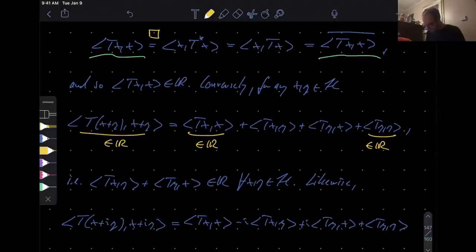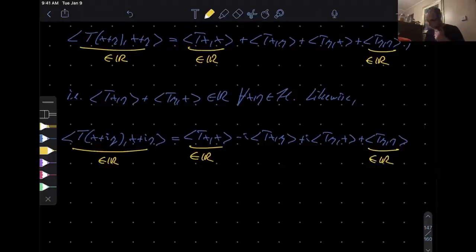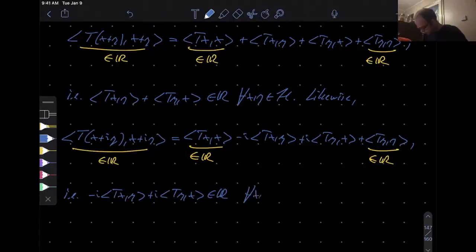Then similar logic: by assumption, this is real, and this is real, right? Hence again, what is in the middle has to be real. It has minus i t(x,y) plus i t(y,x) real for all x, y in H. Okay, excellent. In summary, what we have proven is the following.